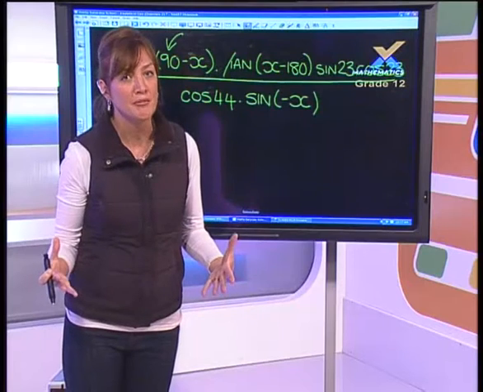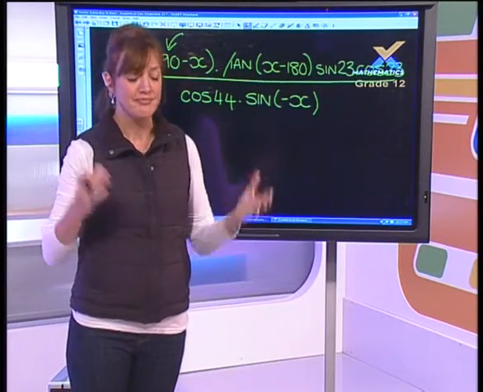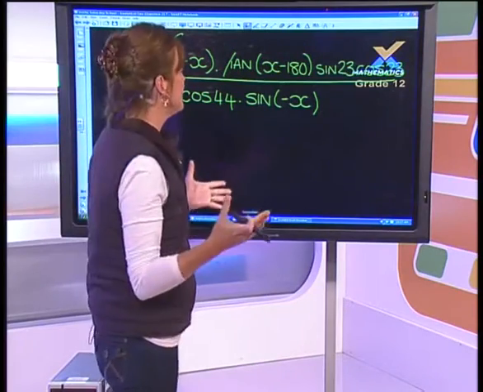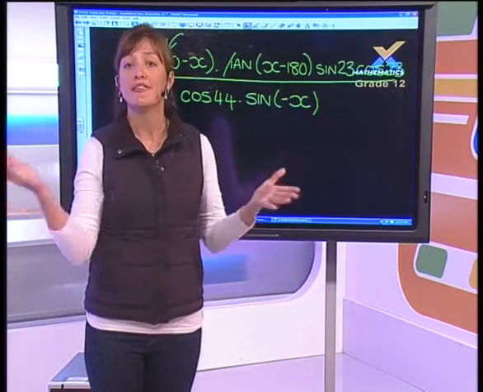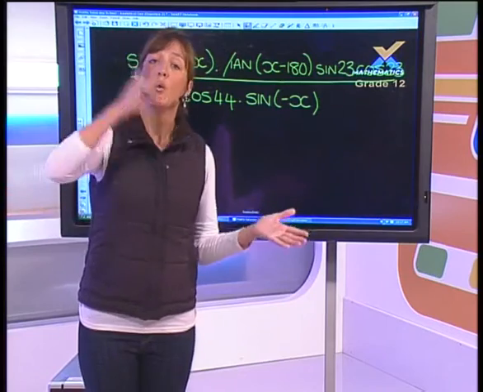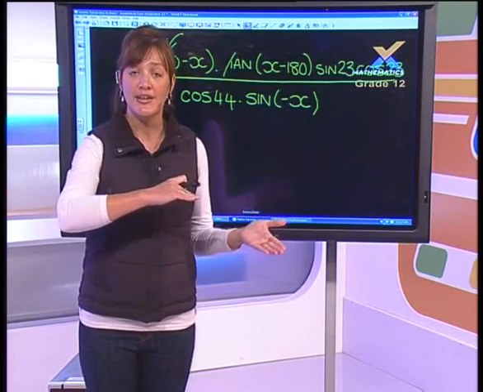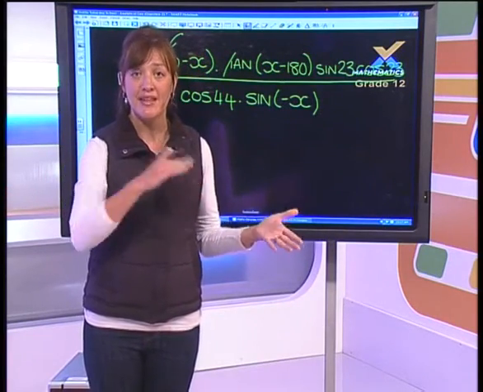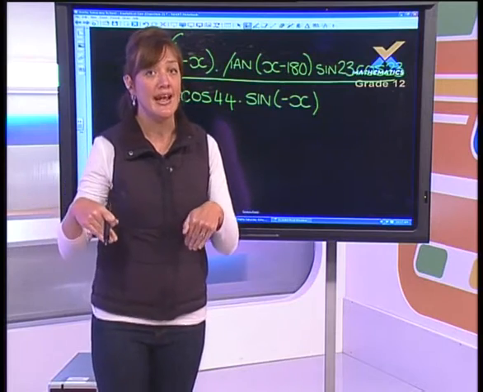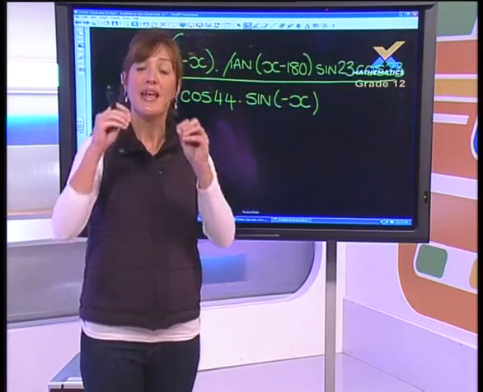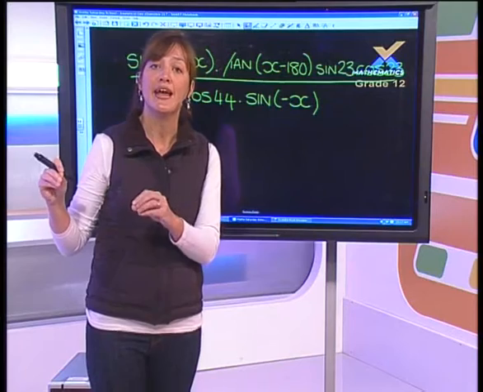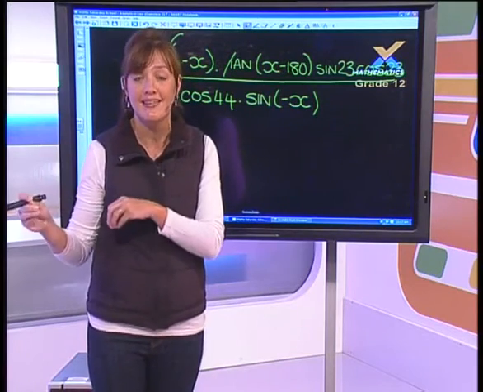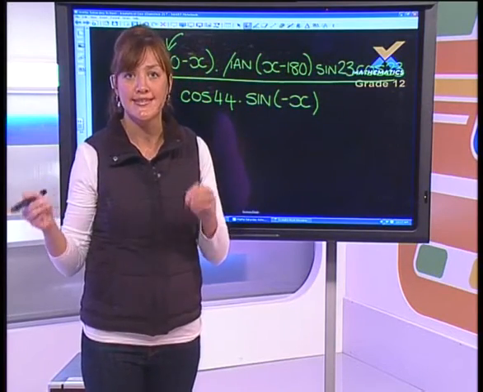I'm sure you remember reduction formula from grade 11. When we work with our Cartesian plane, quadrant 1 is just theta. Quadrant 2 is 180 minus theta. Quadrant 3 is 180 plus theta. And quadrant 4 is 360 minus theta. And then our good old CAST diagram.